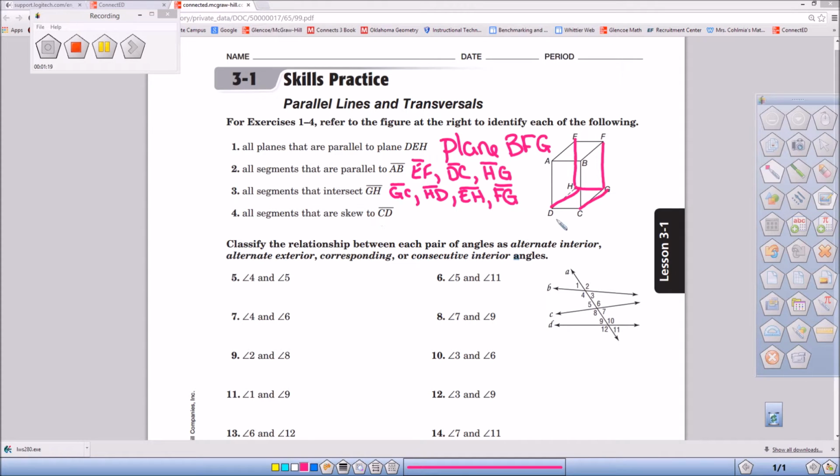Then all segments that are skew to CD. So here's CD. Remember, skew is not coplanar and does not intersect. So this one is coplanar. These intersect. These intersect. This one's parallel, so it's coplanar. This one's on the same plane. So the only ones we have here would be EF and FG. That should be it.